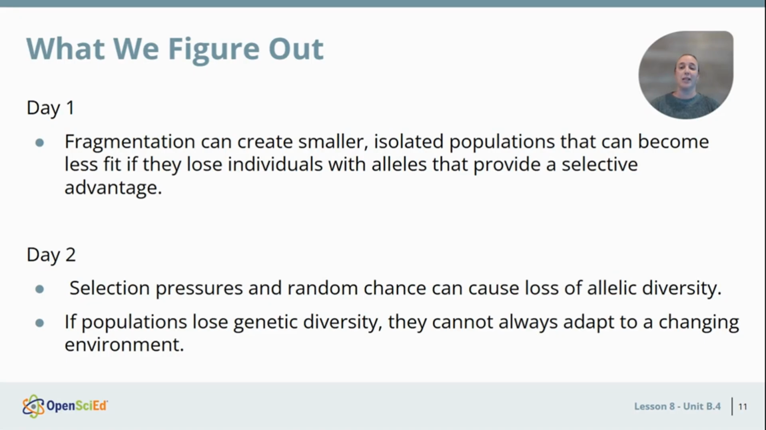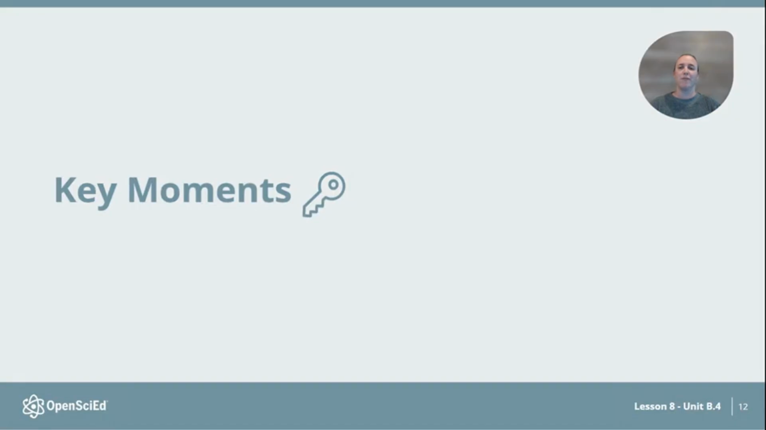So in summary, on day 1 of Lesson 8, students figure out that fragmentation can create smaller, isolated populations that can become less fit if they lose individuals with alleles that provide a selective advantage. On day 2, students learn about selection pressures and figure out that selection pressures and random chance can cause loss of allelic diversity in populations. We also figure out that when these fragmented populations lose genetic diversity, they cannot always adapt to a changing environment.